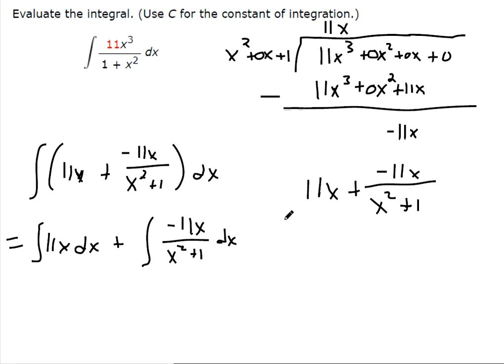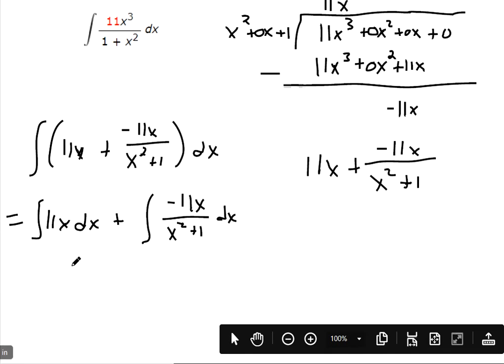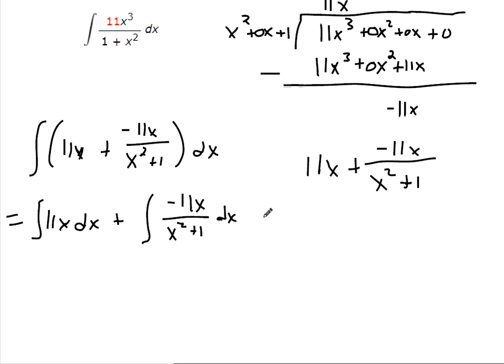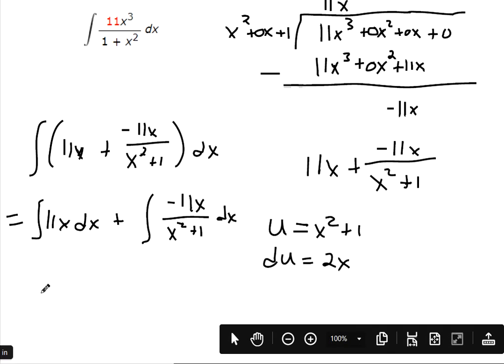Okay, so we're kind of through the weird algebra part. This is now just regular calculus stuff. I'll leave this for students to finish. This part should be nice and straightforward. This part, if you don't remember what to do here, you're going to want to let u be x squared plus 1, and that means du needs to be 2x.